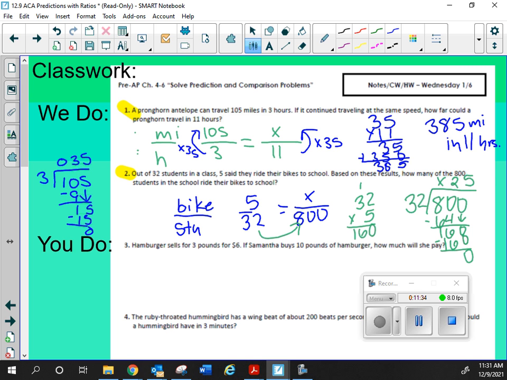It is 25. So is 25 my answer? No, 25 is my times number. What's that times number called? Kennedy, say it one more time. My scale factor. Thank you. Okay, so I need to do 5 times 25. If I have 5 quarters, 4 makes 100, plus another one is 125.